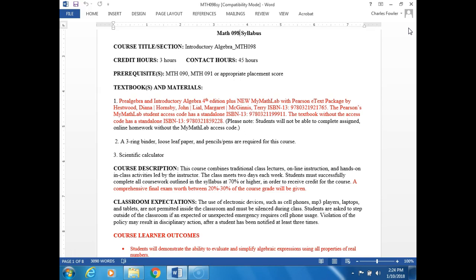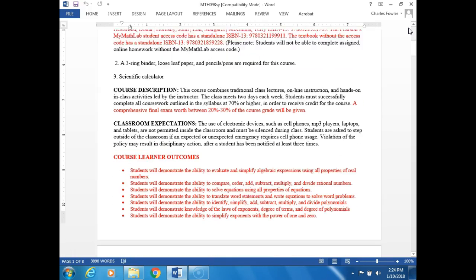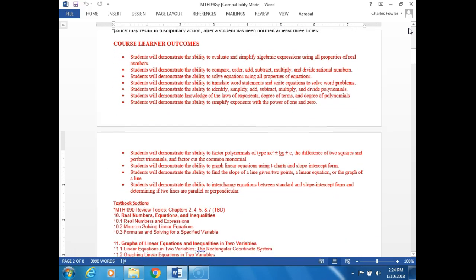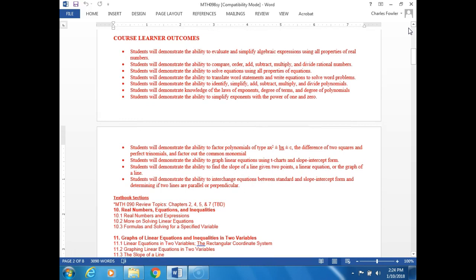Okay, course learner outcomes. And again, I don't know why they change colors back and forth. To me, red means I'm screaming at you, and I'm not screaming at you. Students will demonstrate the ability to evaluate and simplify algebraic expressions using all properties of real numbers. Students will demonstrate the ability to compare, order, add, subtract, multiply, and divide rational numbers. Students will demonstrate the ability to solve equations using all properties of equations.